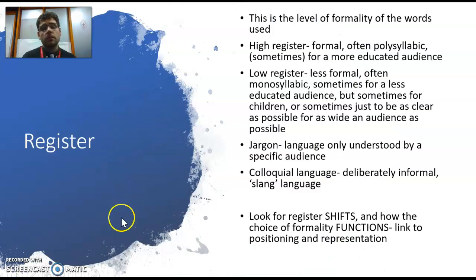So register, you may well have covered this at school. Register is all about the formality of the words used. So if something's high register, what that means is it's formal. Often the words are polysyllabic, so they're more than one syllable. Sometimes it's for a more educated audience, although don't just look at long words and straight away say, oh, it must be for older people or an educated audience. Texts have much more specific purposes. You want to avoid those sweeping statements.